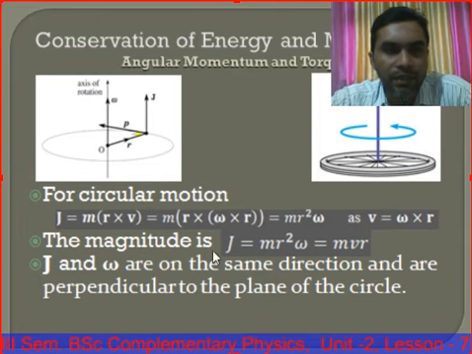So we can write the magnitude j is equal to mr square omega, or is equal to mvr, because omega is equal to v by r. From this we can easily see that mv is the linear momentum and r is the position vector or the perpendicular distance from the axis. So it is equal to linear momentum into perpendicular distance. So j and omega are in the same direction and are perpendicular to the plane of the circle. That is in the simplistic case of a circular motion in a fixed plane.